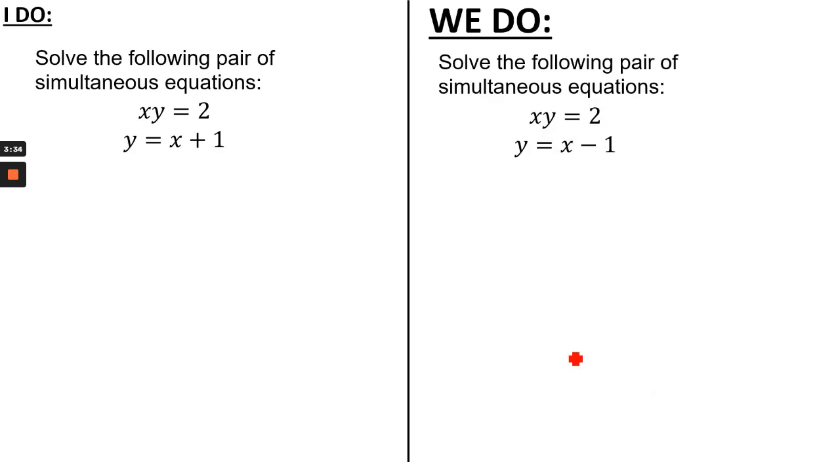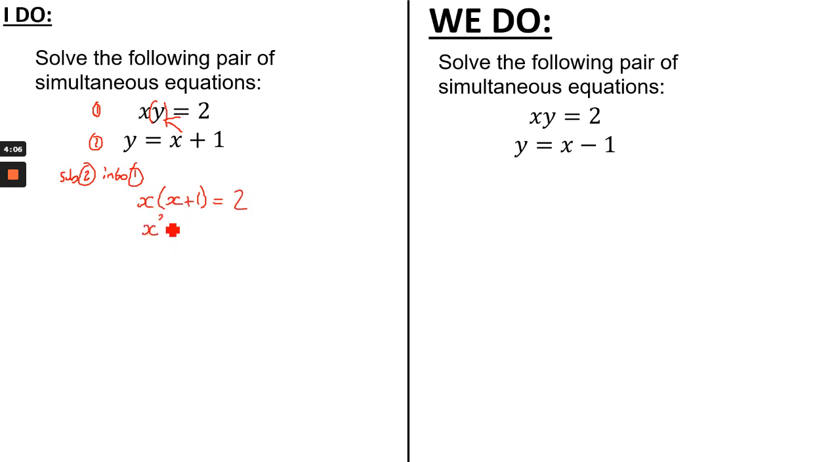Okay, so the first example that I'd like you to copy down. So we've got xy is equal to 2, and we've got y is equal to x add 1. Now what we can do is we can substitute this one into the first equation. So we've got two equations. I'm going to substitute equation 2 into equation 1. So if y is equal to x add 1, what I can do, instead of y here, I'm going to just put x plus 1 into that. So I've got x brackets x plus 1 is equal to 2.